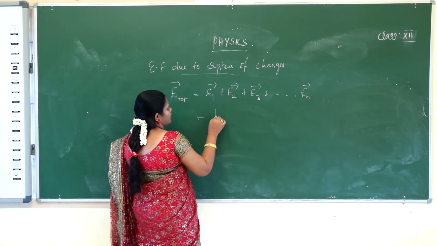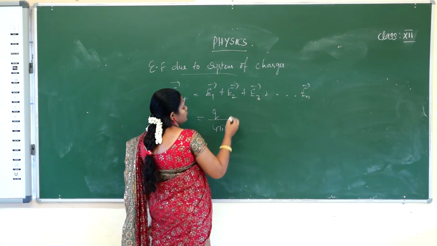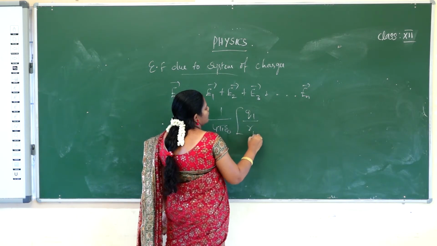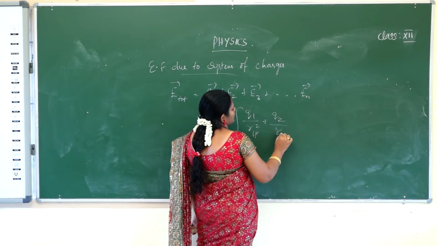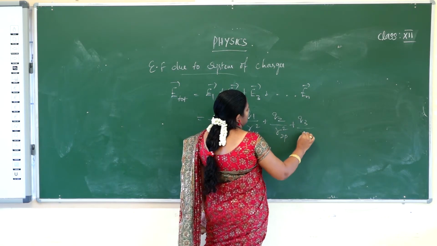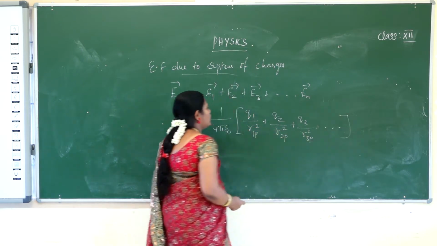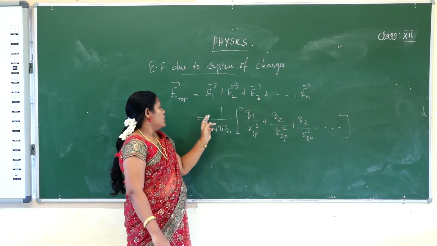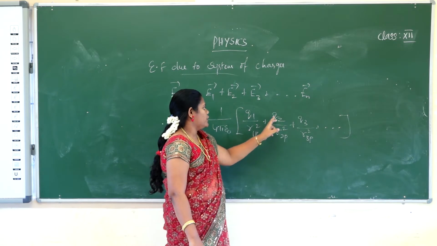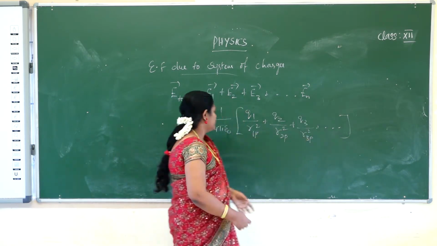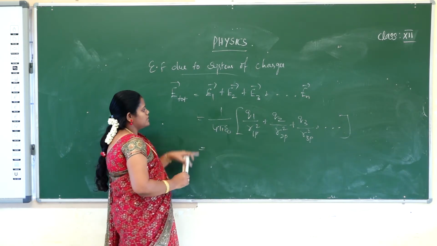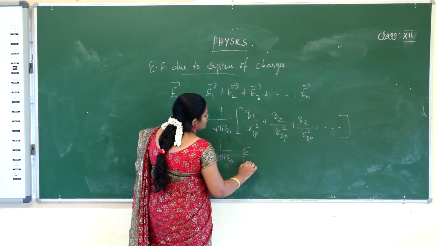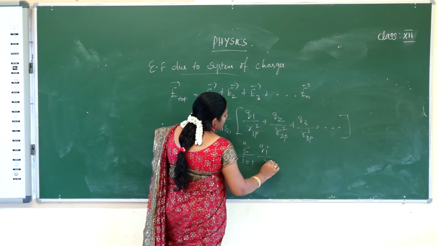Substitute the formula for E vector: the total electric field is 1 by 4 pi epsilon naught times Q1 by R1p square, Q2 by R2p square, Q3 by R3p square, and so on. Simplifying, this is 1 by 4 pi epsilon naught summation of i equal to 1 to n of Qi by Rip square.